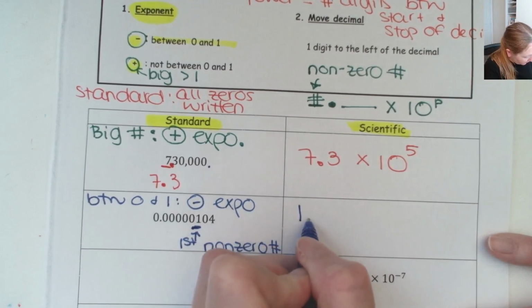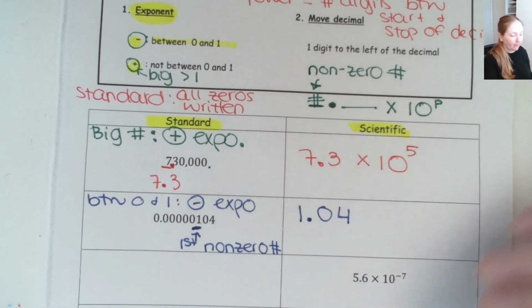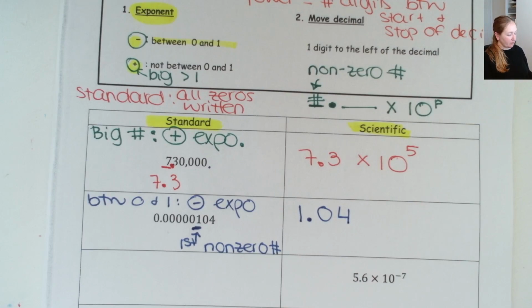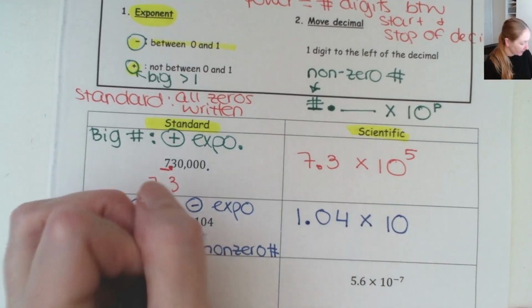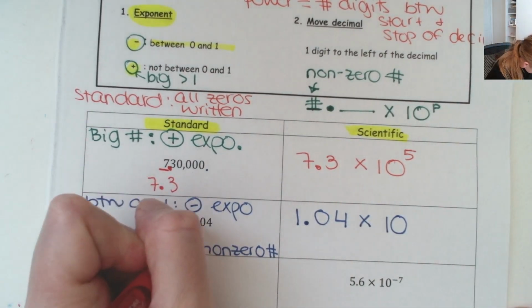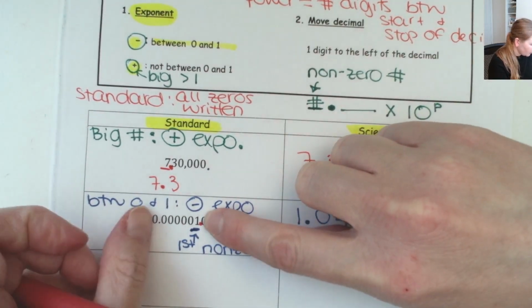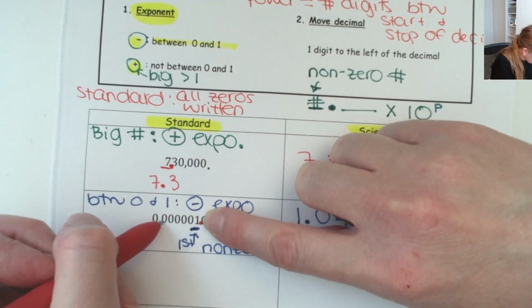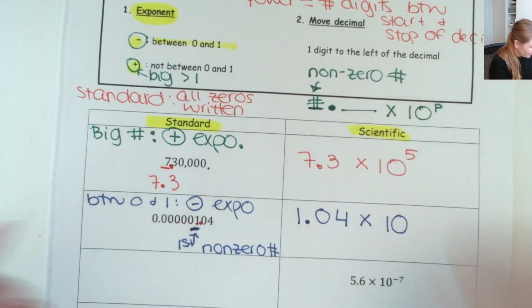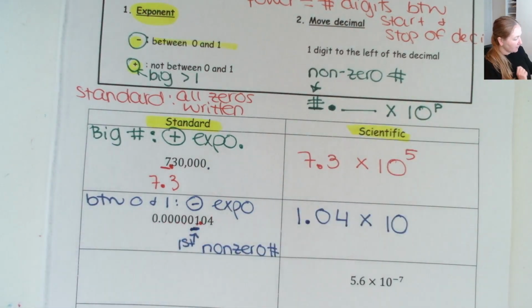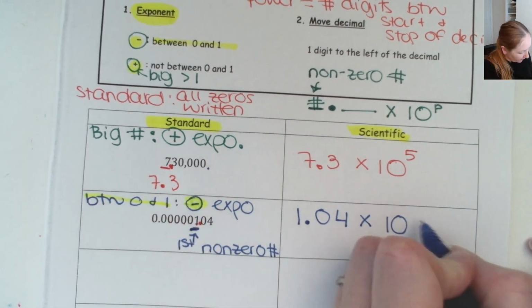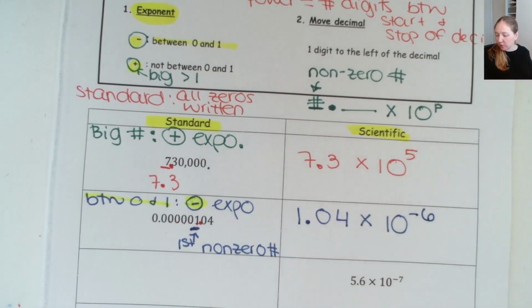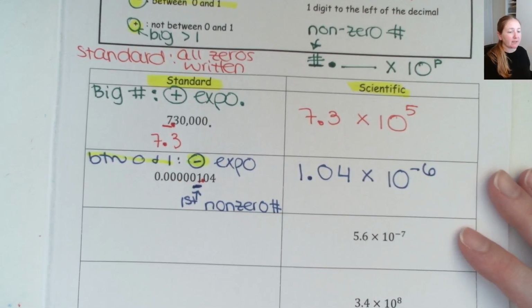And then from left to right, the first non-zero number is 1. So you're going to put 1.04 as the first part of your scientific notation, and then times 10 to its power. Now your decimal is going right here. So if you count those digits between where the decimal starts and stops, you have 1, 2, 3, 4, 5, 6. But then because it is between 0 and 1, you're using a negative exponent. So you'll have negative 6. So it'll be 1.04 times 10 to the negative 6.